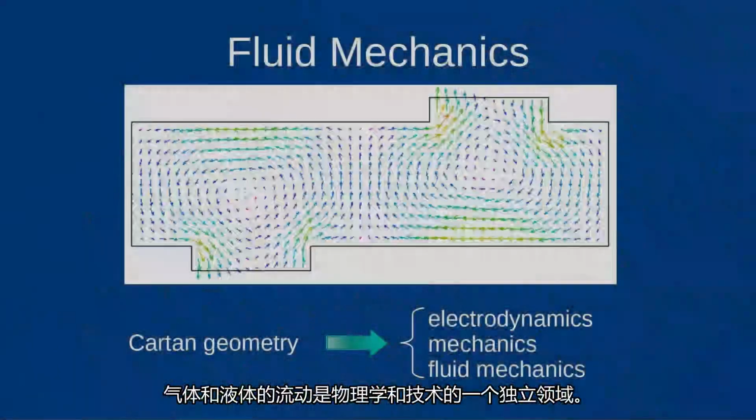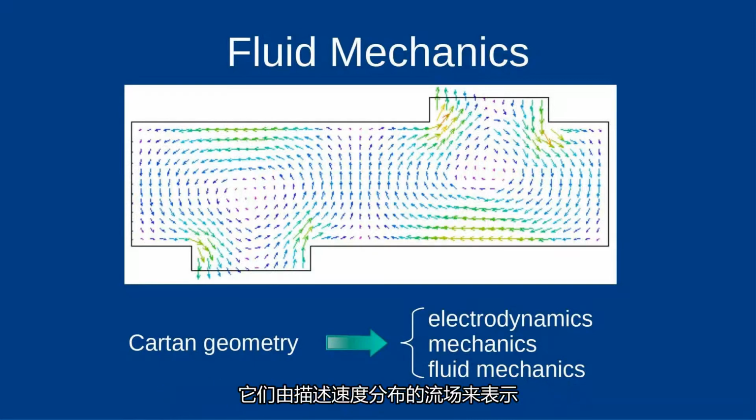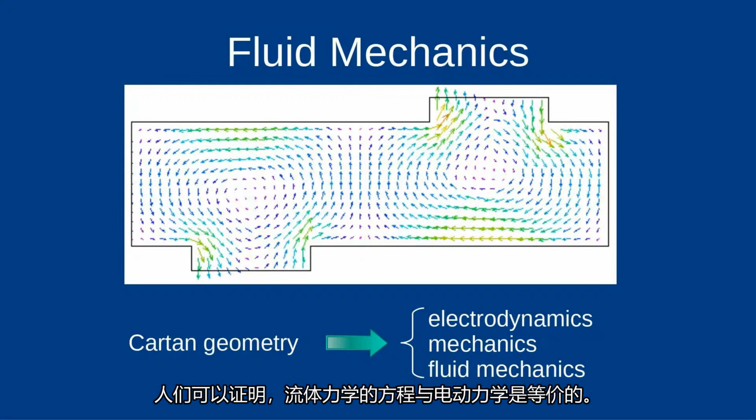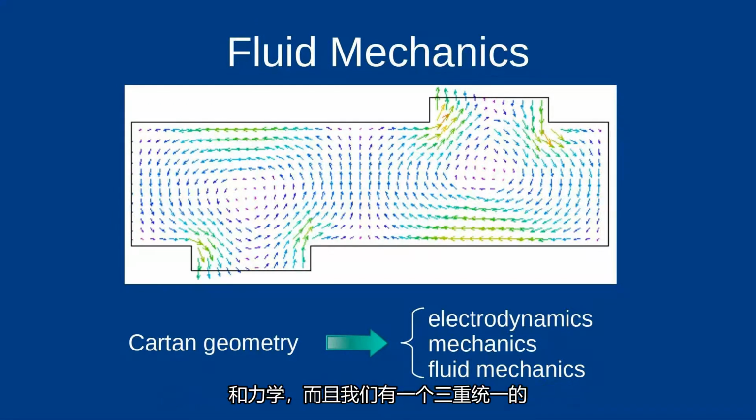Flows of gases and liquids are a separate area of physics and technology. They are represented by flow fields that describe the velocity distribution in a flow. This is a specialty of mechanics. One can show that the equations of fluid mechanics are equivalent to electrodynamics. Thus they go back to the same Cartan geometry as electrodynamics and mechanics, and we have a threefold unification of the forces of nature.